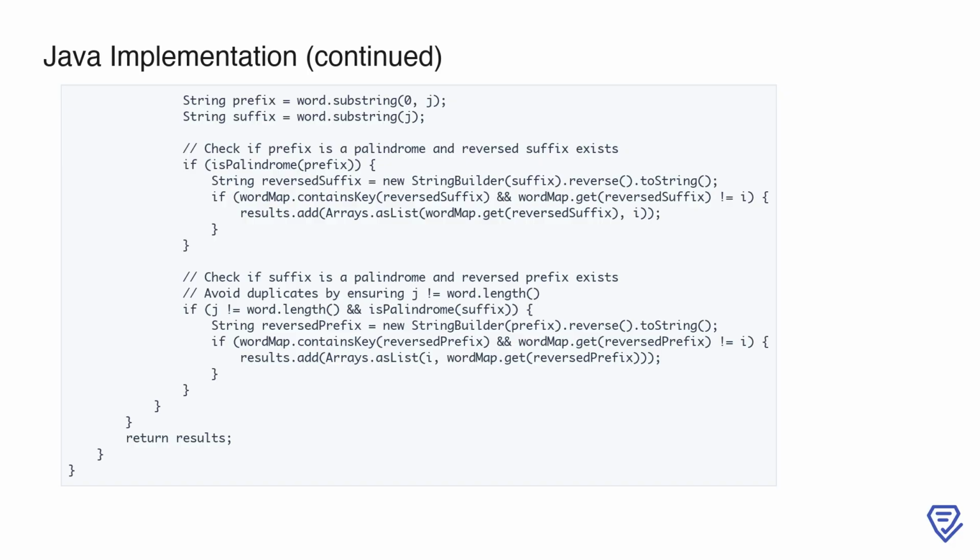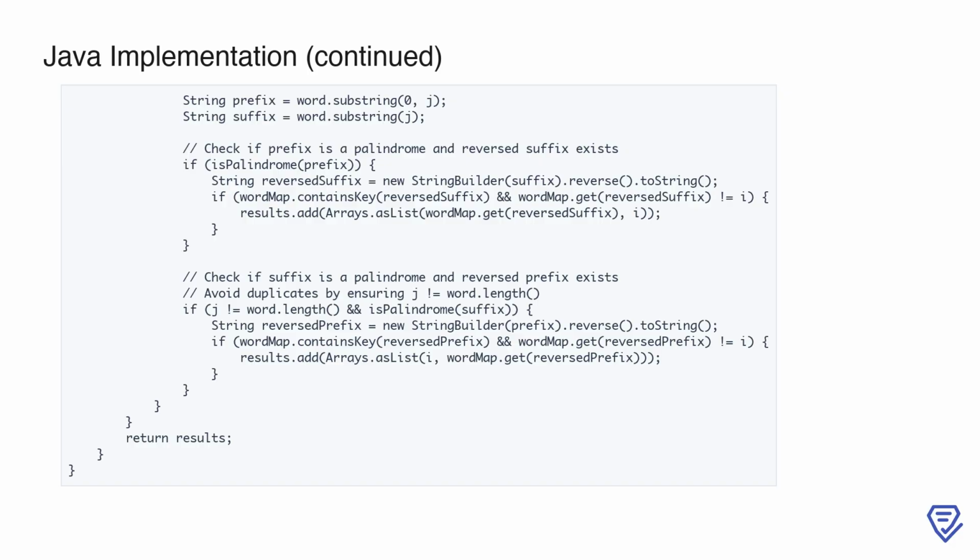First, we check if the prefix is a palindrome. If it is, we reverse the suffix and check if the reversed suffix exists in the map. If it does, and its index is not the same as the current word, we add the pair of indices to the results list, with the reversed suffix coming first.